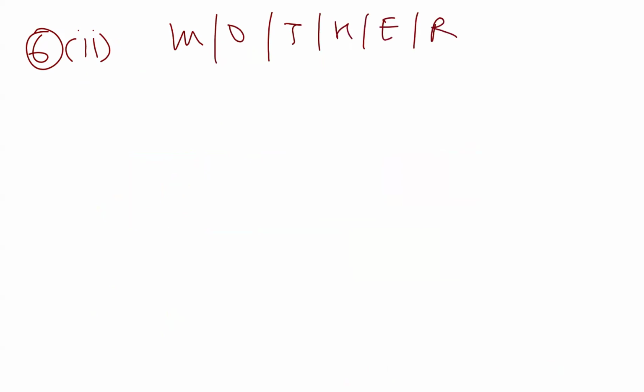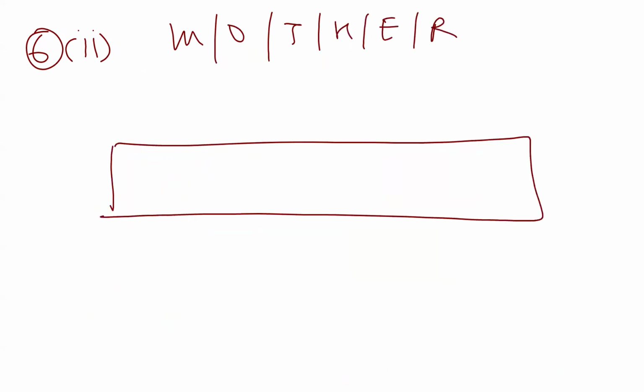6, sub question 2. So the objects are M, O, T, H, E, R. And the words will begin with T. So T, this particular place and this particular object is fixed. Whatever arrangement is there, we have to do it over here after T. So we'll not count T. Now T is gone. So how many letters are left? There are 4 letters left. So there will be 4 spaces. Sorry, 5 letters left, 5 spaces.